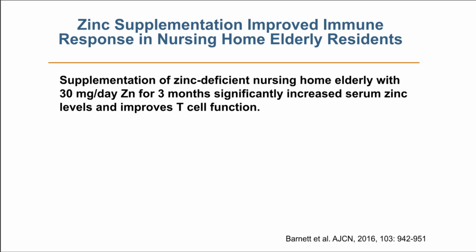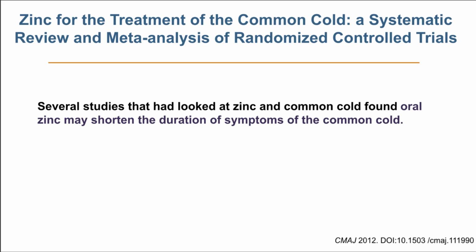We then showed in a subsequent study that if we supplemented older adults with zinc for 3 months, we could significantly increase their serum zinc level and improve T-cell function. What we now need to demonstrate is whether, by supplementing older adults who are zinc deficient, we can improve their resistance to pneumonia. Our observation of the study certainly strongly suggests that.